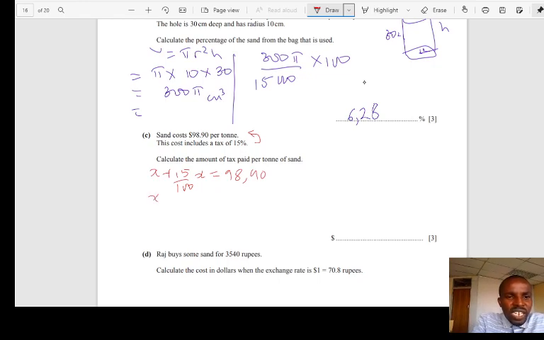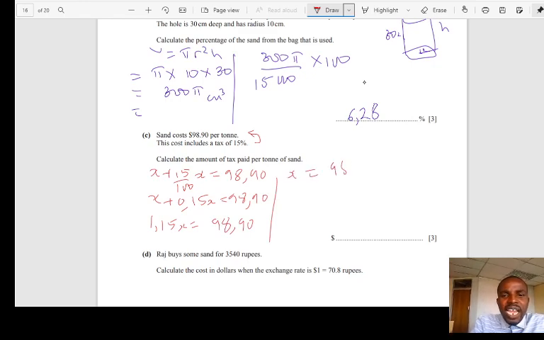So x plus 15%, we want to find the original cost before the 15% tax was added. So this one you can simplify to x plus 0.15x equals 98.9. Then this one will be 1.15x equals 98.90. Then your original cost x will be 98.90 divided by 1.15. You get 86. So this one is the original before the tax.